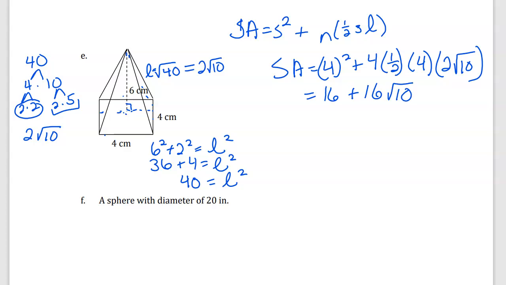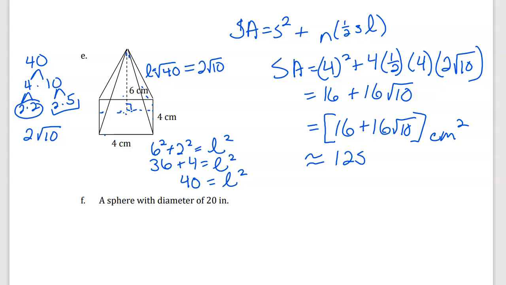I cannot combine these. Please do not say that that is 32 square root of 10. In order to combine these, those would both have to have square root of 10. My answer is 16 plus 16 square root of 10 centimeters squared. I know that looks horrible. That would be our exact solution.